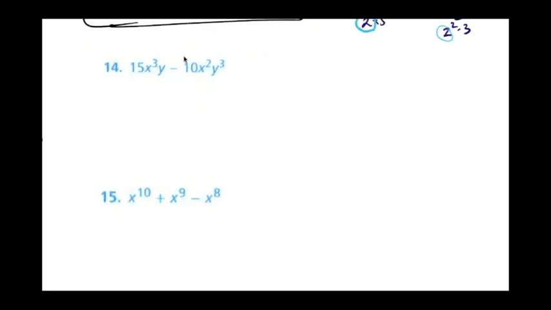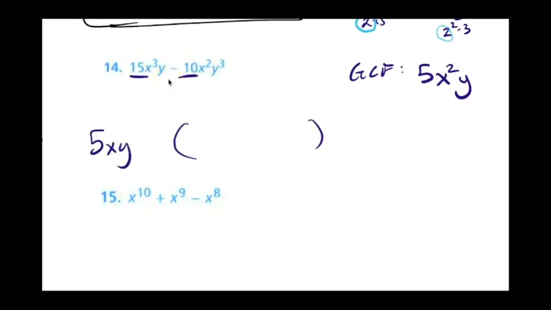Let's do a couple of these real fast. My GCF here, 10 and 15. They both divide by 5. My x's, I have 3 here, I have 2 there. x squared. Remember, when they have something in common, you can only take out the smallest amount. y and y cubed, just the y. They both have a y, only take out the smallest amount, y. We'll put this out here, and then we're just going to divide by that.